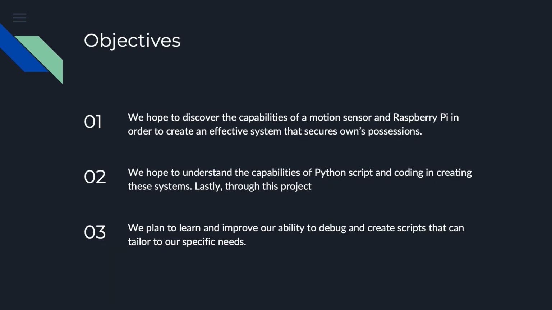Our overall objectives in this project are to discover the capabilities of a motion sensor and Raspberry Pi in order to create an effective system that secures one's own possessions. We also hope to understand the capabilities of Python script and coding in creating these systems. And lastly, through this project, we plan to learn and improve our ability to debug and create scripts that can tailor to our specific needs.